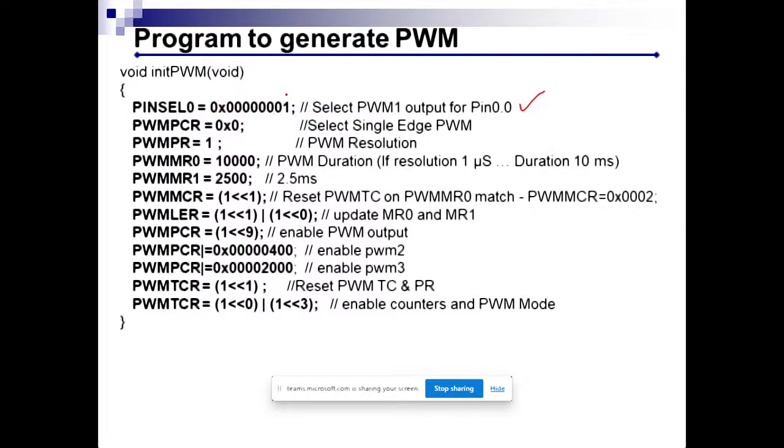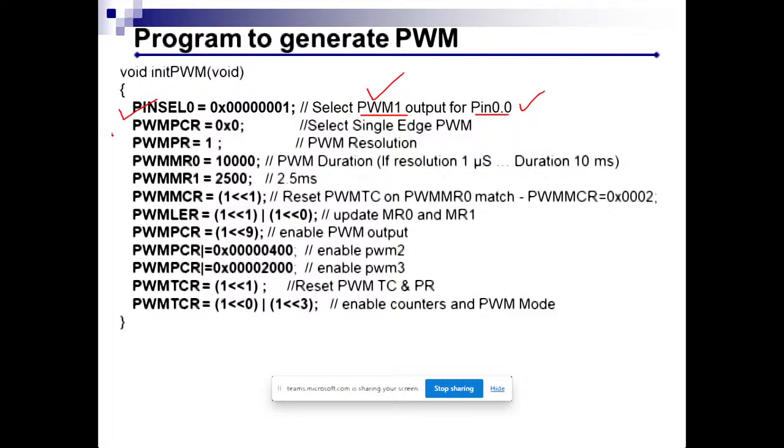So here you can see I have taken this as 1. I want to use this PWM 1 output for pin 0.0. For that purpose I am setting this to 1. If I set these to 0, then P0.0 will be useful only for GPIO. But I don't want to utilize it for GPIO only. I want to generate the PWM from this pin. Because of that I am changing the mode of this pin, and the mode of this pin I can select with the help of the pin select 0 register. So pin select 0 is for port 0 and pin select 1 is for port 1.